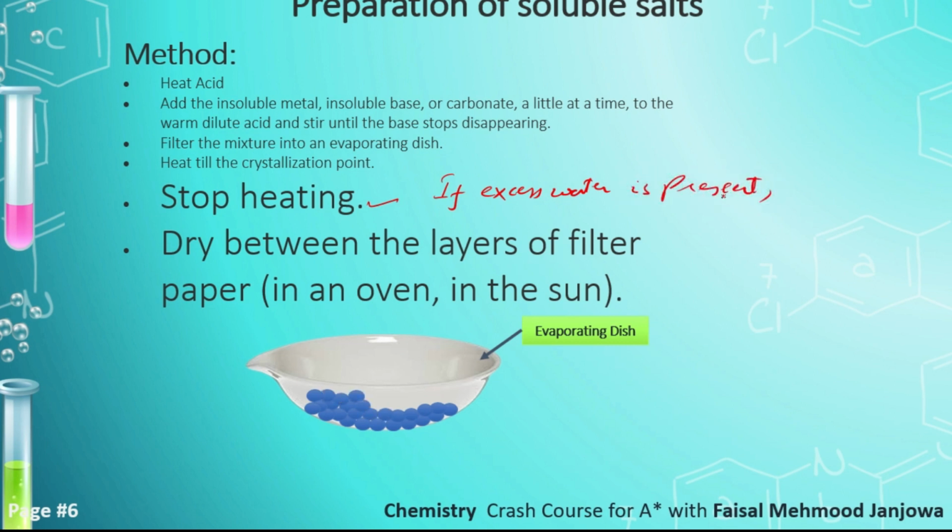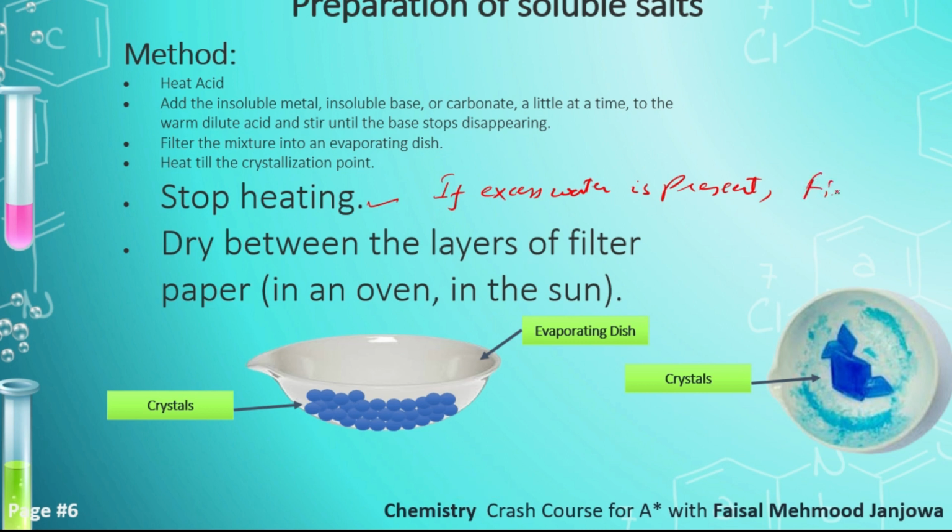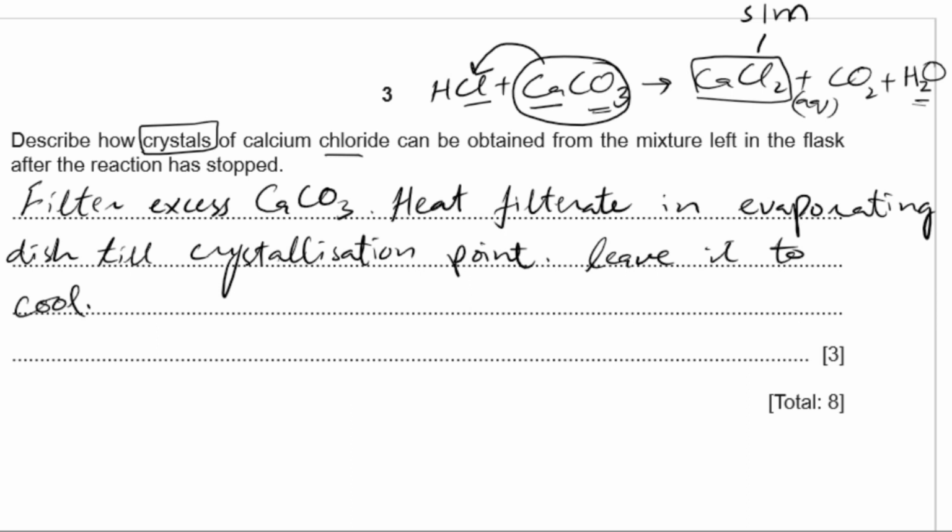If there is water present, then filter the crystals. And finally, you would have crystals. You need to dry them between the layers of filter paper or in an oven or even in the sun. Before filtering the water, we need to decrease the temperature. So let it cool. Then finally, filter out the crystals and dry them between the layers of filter paper.